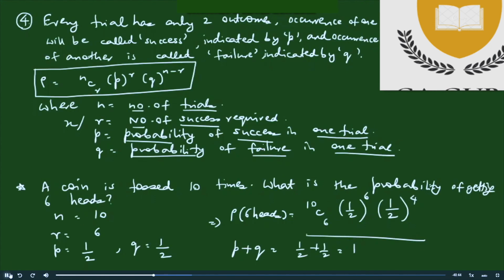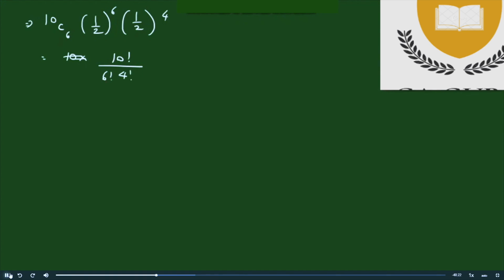The solution: 10C6 into half to the power 6 into half to the power 4. This is equal to 10 factorial by 6 factorial into (10 minus 6) factorial, which is 4 factorial, into 1 by 2 to the power 6 into 1 by 2 to the power 4.